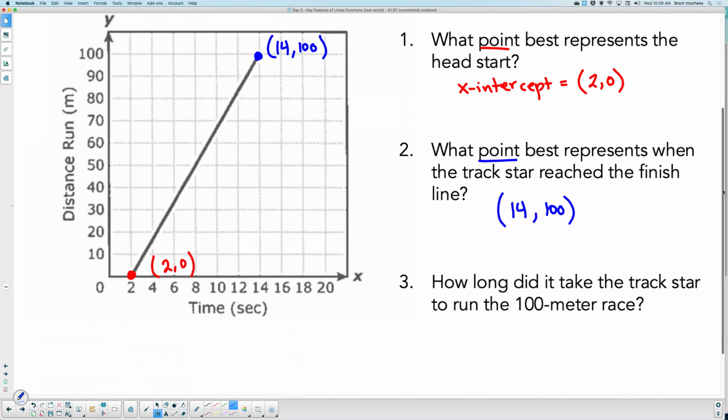Okay, how long did it take the track star to run the 100-meter race? Oh, I tricked you. Yes, I finally tricked you. You guys have been so smart. It doesn't actually take them 14 seconds to run it. Not 16 seconds either. What time did he start? 2. What time did he finish? No, that's how far. 14 seconds. So how long did it actually take him to run it?